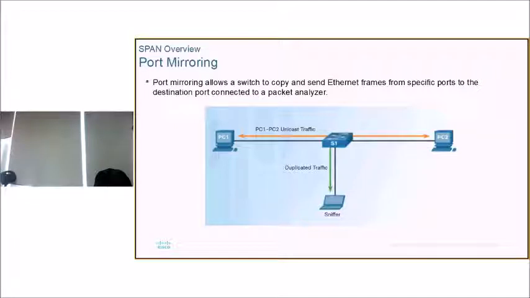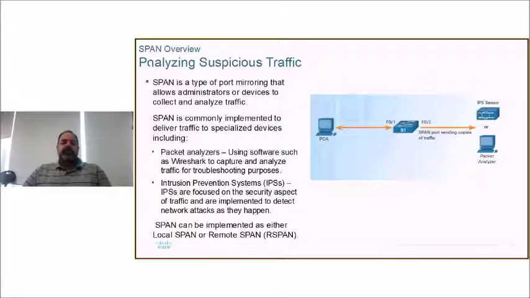And so, IPS, you think of it and think, well, that's got to be better than IDS, but because it's in line, if it fails or does something nasty, well, you've killed your network. So you've got to use caution with IPS. And so basically, normally it's for analysing suspicious traffic. So it's a type of port mirroring that allows administrators or devices to collect and analyse traffic. Span is commonly implemented to deliver traffic to specialised devices, so packet analysers or intrusion prevention. But as I said, typically more IDS than IPS, but anyway.